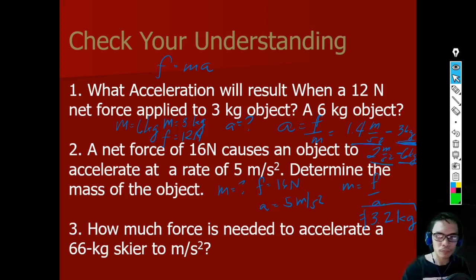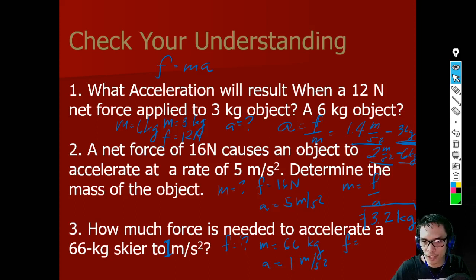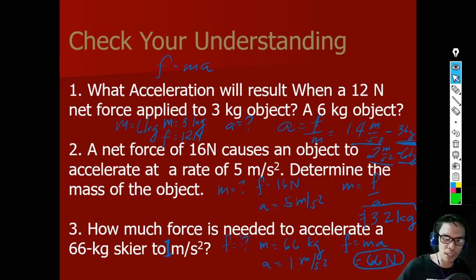Next one. How much force is needed to accelerate a 66 kilogram skier at 1 meter per second squared? Obviously, force is missing. We have a mass of 66 kilograms and an acceleration of 1 meter per second squared. If we use the formula F is equal to ma, we will get 66 newtons. So in order to accelerate that 66 kilogram skier at 1 meter per second squared, you need a 66 newton force.